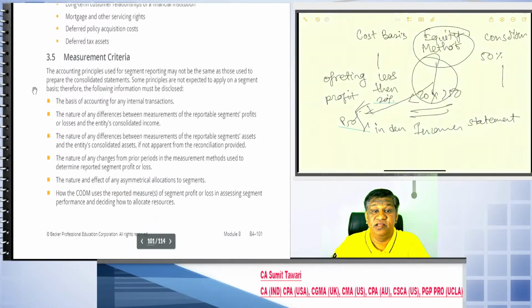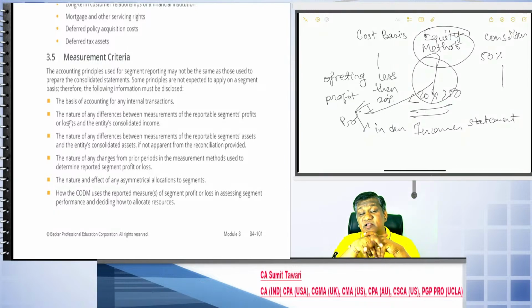Measurement criteria. The accounting principles used for segment reporting may not be the same as those used in preparing the consolidated financial statement. Some principles are not expected to apply on a segment basis. Therefore, the following information must be disclosed. When we are doing a consolidated financial statement, sometimes the standalone financial statement is not in line with the accounting principles adopted by the consolidated financial statement. If this is the situation, then you need to give the disclosure.